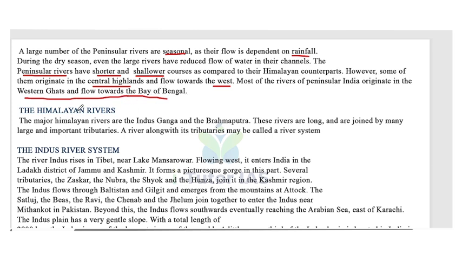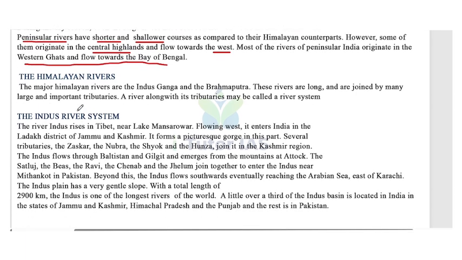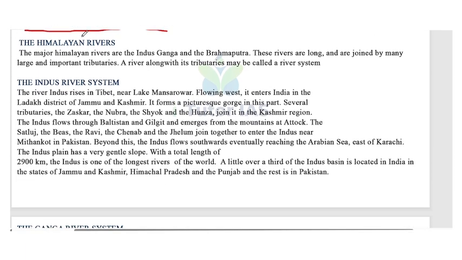Now let's discuss more about the Himalayan rivers. The major Himalayan rivers are Indus, Ganga and the Brahmaputra. These rivers are long and are joined by many large important tributaries. So what is a river system? A river along with its tributaries is called a river system. So in the Himalayan rivers, we need to study the Indus, the Ganga and the Brahmaputra. The first one is the Indus river system.